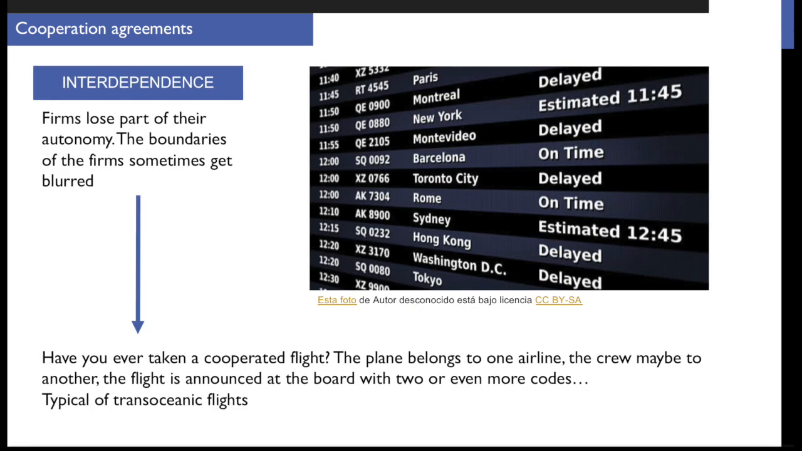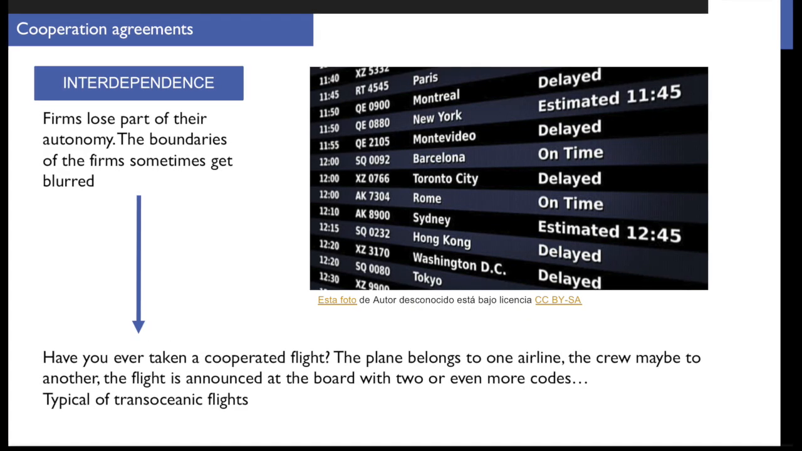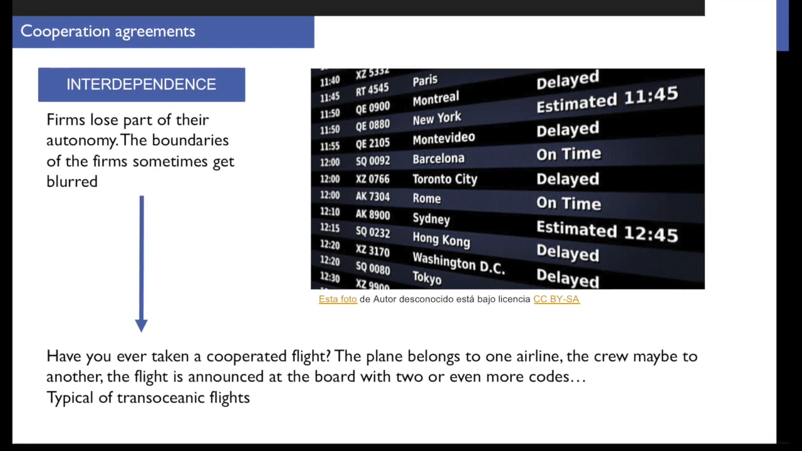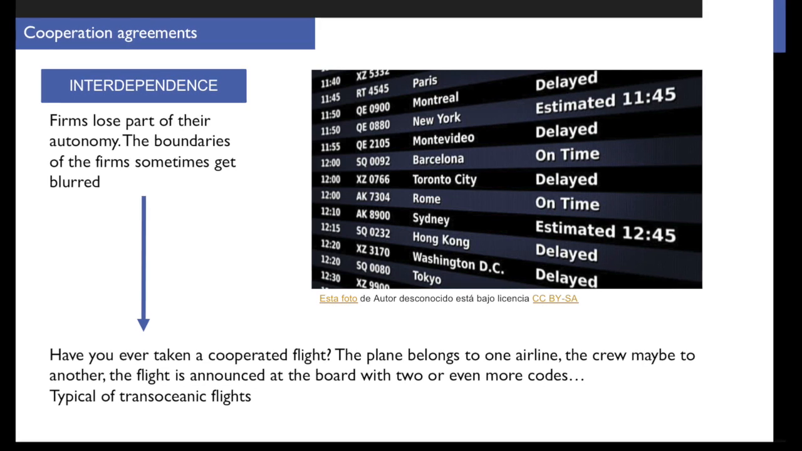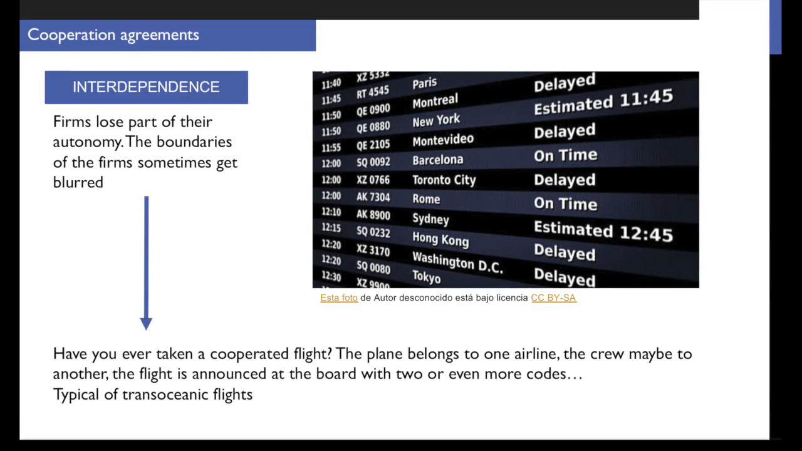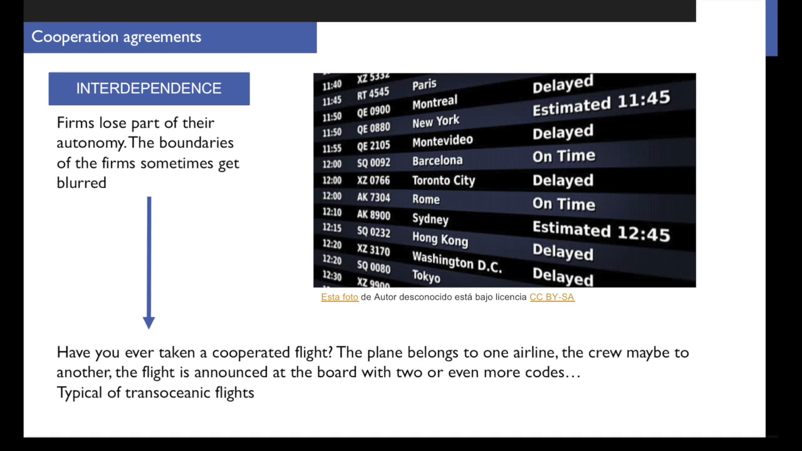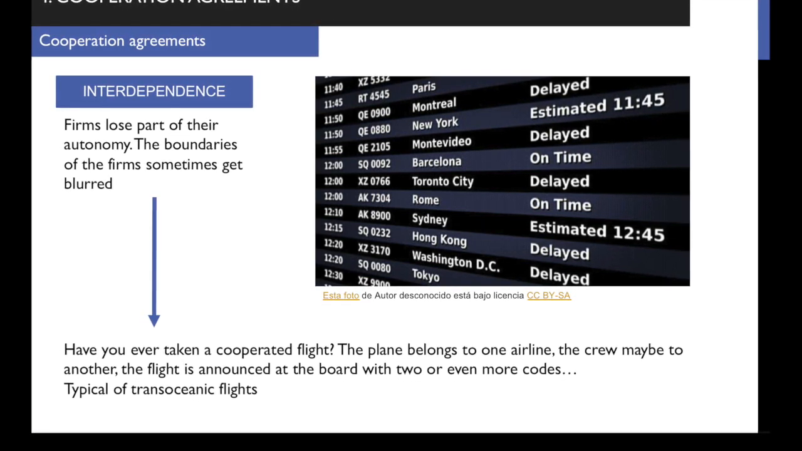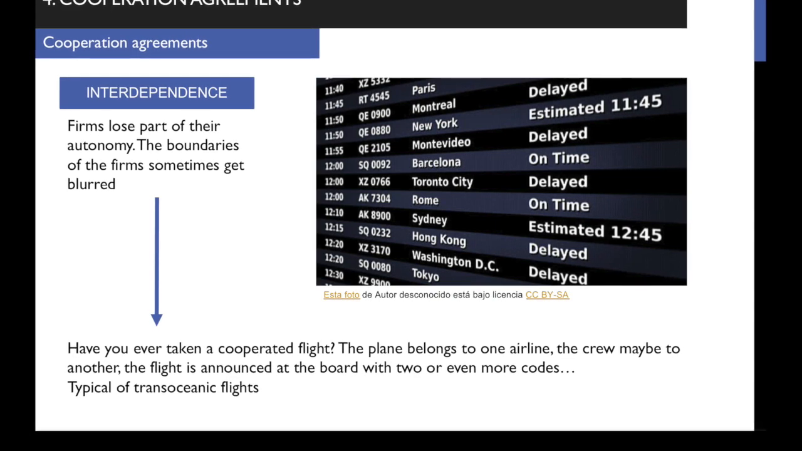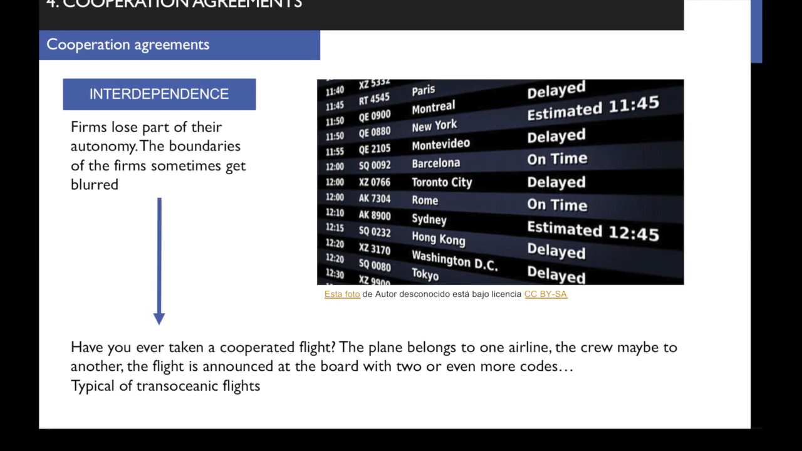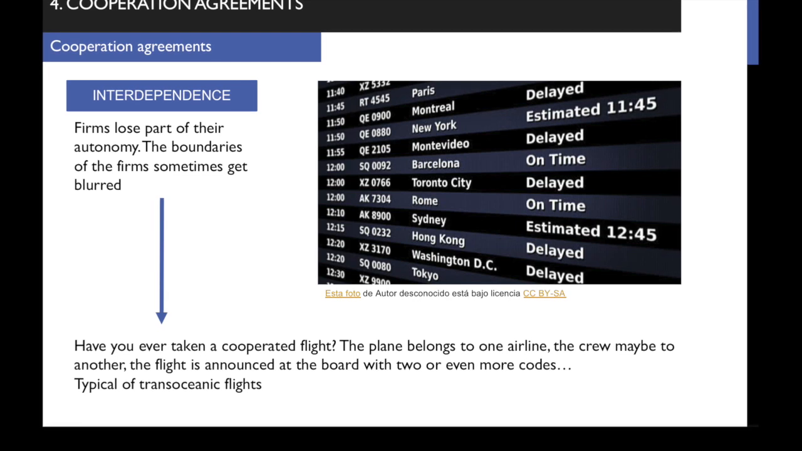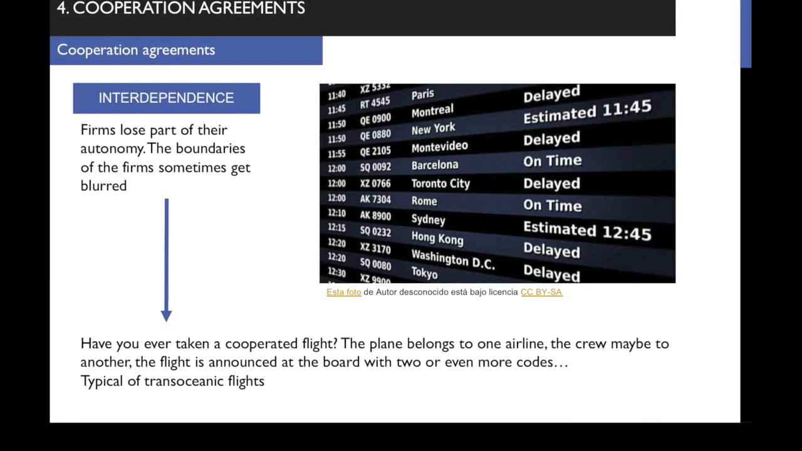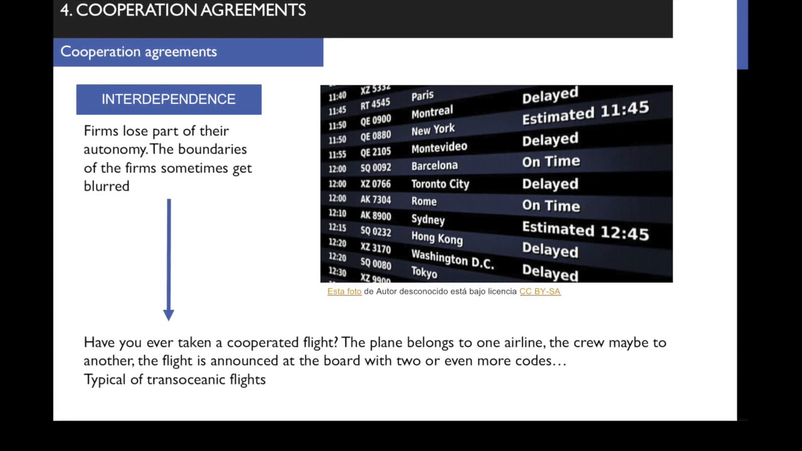Have you ever taken a cooperated flight? If you have, probably you have booked a flight with, let us say, British Airways. But once you get into the plane, you see that the plane belongs to, let us say, LATAM Airlines. And maybe the crew belongs to Lufthansa, okay? So it's possible that the plane belongs to one company, the crew to another, and you book the flight with another. And if you look at the board, it's more than possible that there are 3 different codes for the same flight. Okay, so the flight is cooperated.